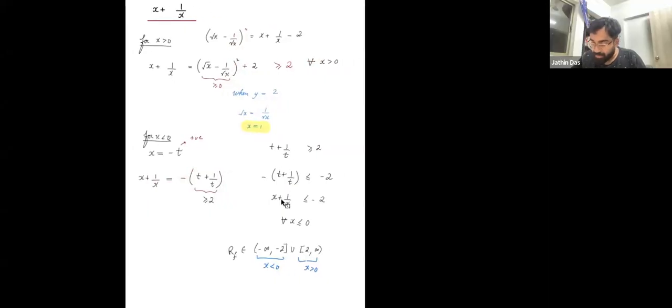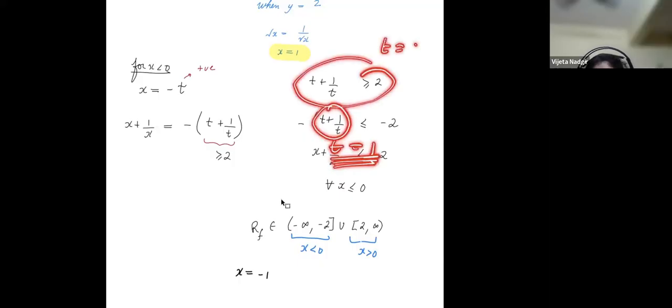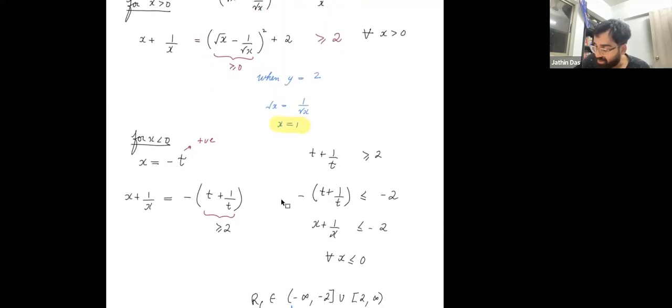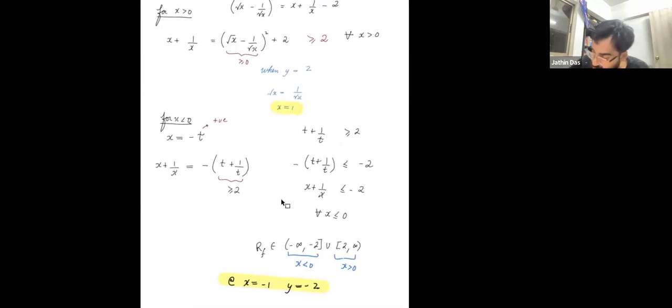So यहाँ पे भी when it will be equal to minus 2, same case when x is equal to minus 1. Minus 1, sorry. Okay, because t will be equal to 1, na? When will this happen? When t is equal to 1. Like this we did when x is equal to 1. When will this happen? When t is equal to 1. But what is x? Minus t. So at x is equal to minus 1, function is minus 2. And at x is equal to 1, function is 2.